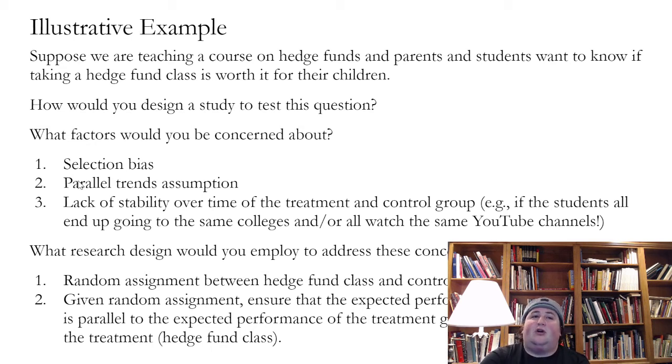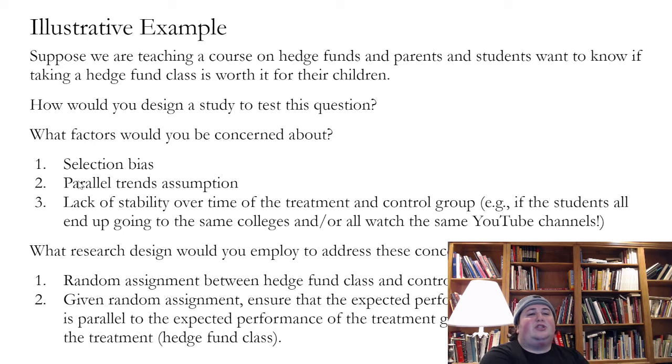Third, lack of stability over time of the treatment and control group. That is, if the students all end up going to the same colleges or all watch the same YouTube channels, then there's going to be intermixing between the treatment and control group. Maybe they'll teach each other, maybe they'll be friends regardless, and so the treatment and control group are not necessarily distinct, and that would be a problem.